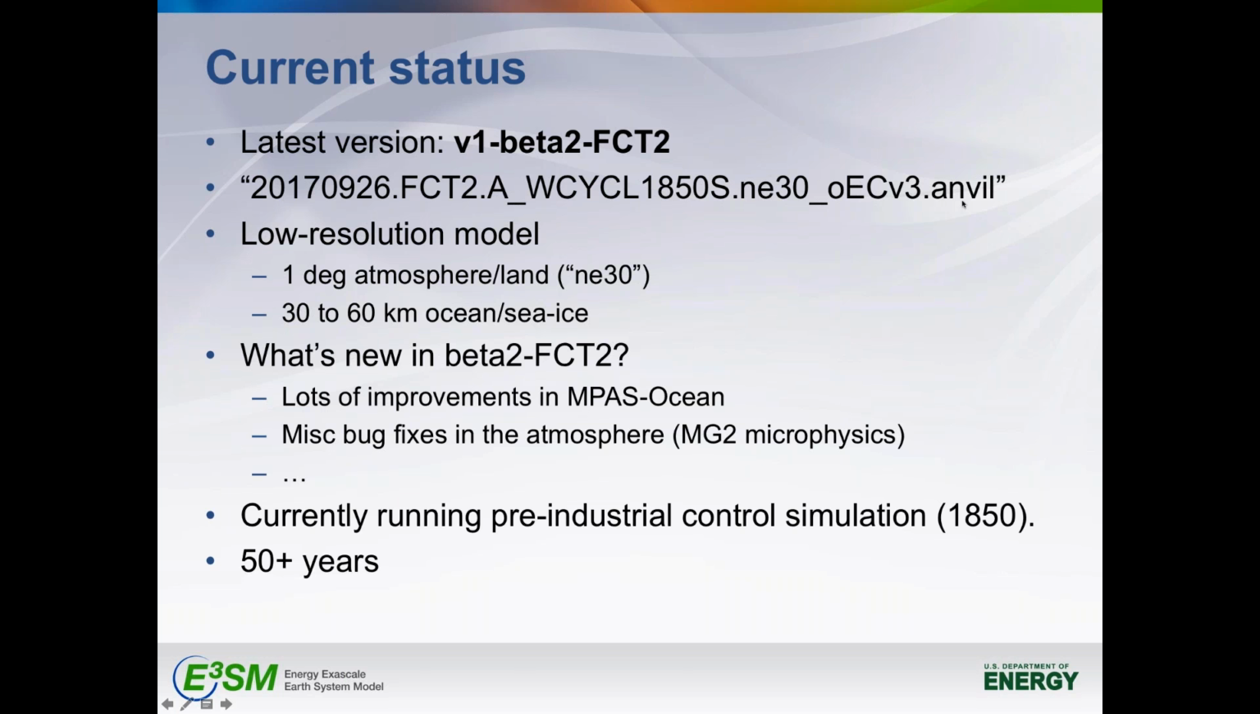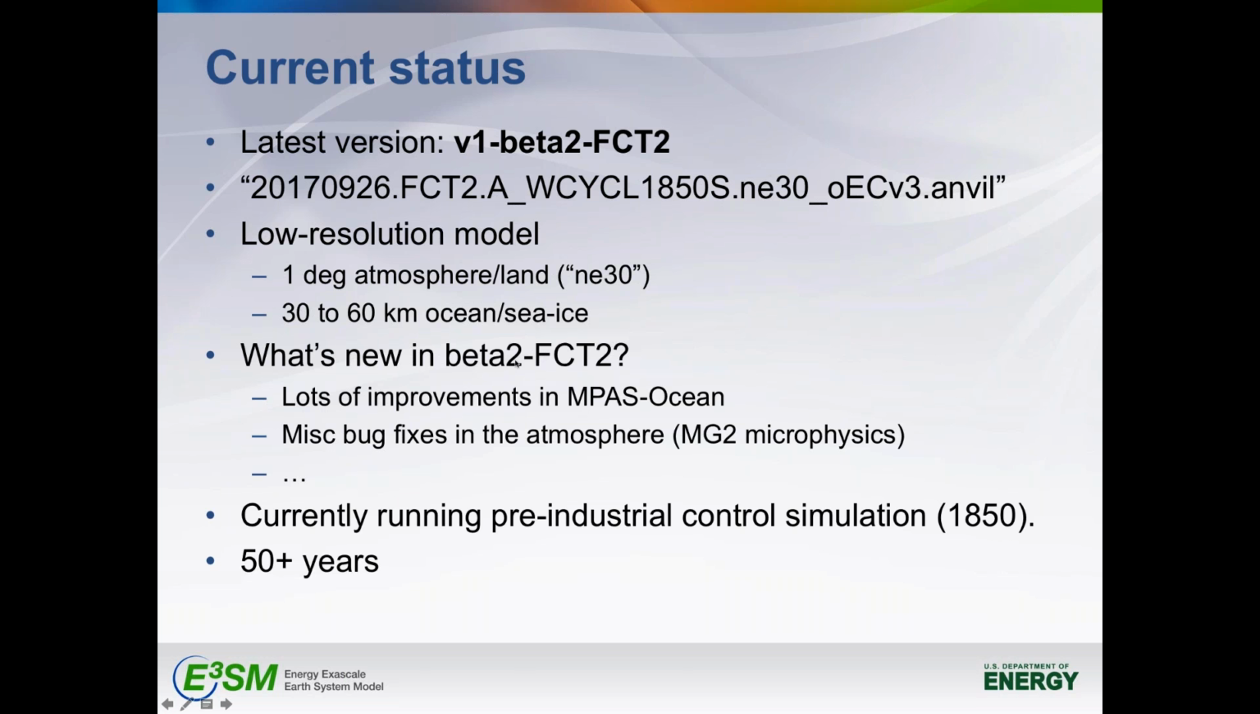The full name of the experiment is this. This is roughly the date at which the simulation was started. This is the nickname FCT2. And this gives you the compset, the resolution, and the machine it is run on. So it's an ACME water cycle simulation for 1850. S stands for the fact that it started from a spun-up ocean and sea ice from a CORE simulation. And the resolution is an NE30 atmosphere, OEC V3 ocean grid. So this is the 30 to 60 ocean grid. And it's being run currently on Anvil. And John Wolfe is running that simulation.